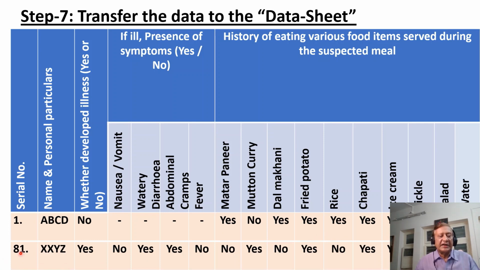Similarly, this is the data for the last case in our problem which we are solving. The name was XXYZ. The subject said, yes, I was ill. So now we ask what all symptoms he had, and we found that he did not have nausea, vomiting. Yes, he had watery diarrhea, abdominal cramps were there, there was no fever. As regards eating, he said, I didn't eat matar paneer, but I ate mutton curry, dal makhni, no, fried potato, yes, I didn't eat rice, I had chapati, and so on. So accordingly, the entire data from the individual epidemiological case sheets is transferred to this data sheet, which is further used for analysis.